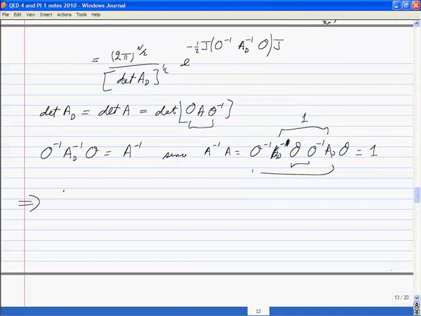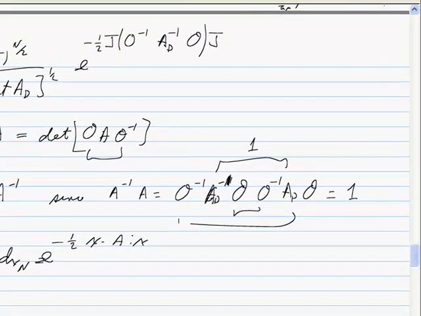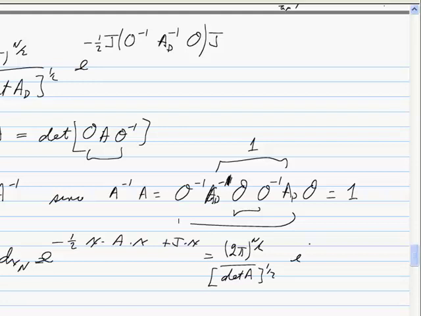Okay? And then I can end up with this, which implies the integral from minus infinity to infinity dx1 up to dxn of e to the minus 1/2 x dot A dot x, there's indices there, plus j dot x is 2 pi to the n over 2, the determinant of A to the 1/2, e to the 1/2 j dot A^{-1} dot j. So again, the matrix sum is there.